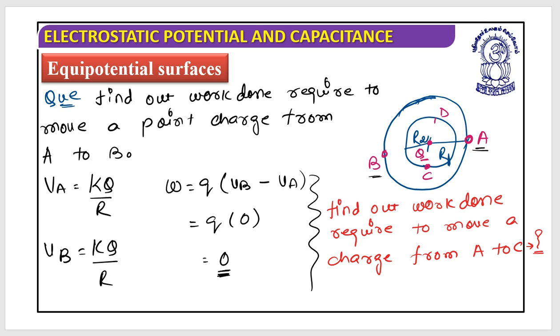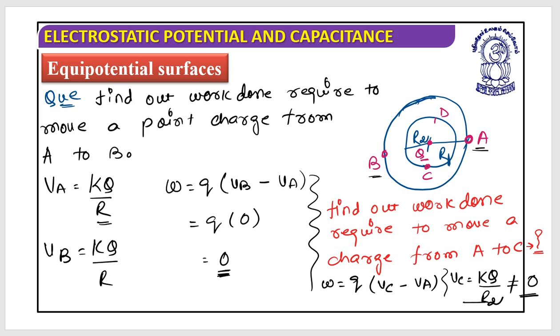So how can you get an answer whether it would be 0 or non-zero? You need to simply perform this. Work done is equal to Q from A to C. So this is potential at C minus potential at A. Now what is potential at C? Potential at C is KQ by R2, and potential at A, that I know, is KQ by R1. As these are two different potentials, this should not be equal to 0. And what it would be, you can definitely calculate: potential at C, potential at A, subtract it and multiply it with the Q.